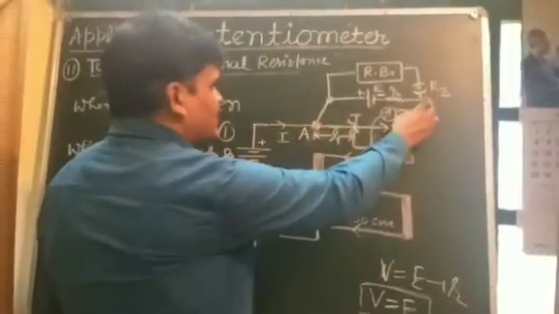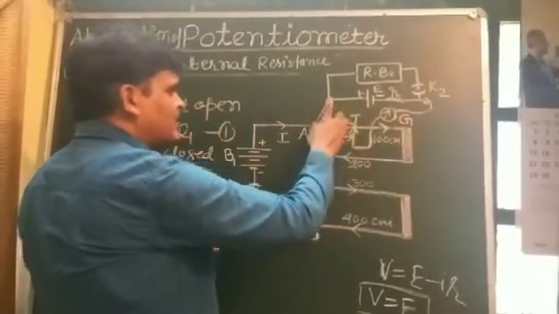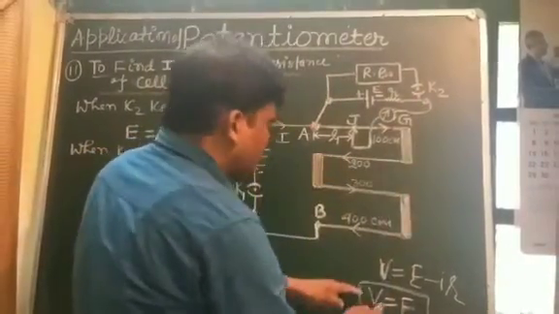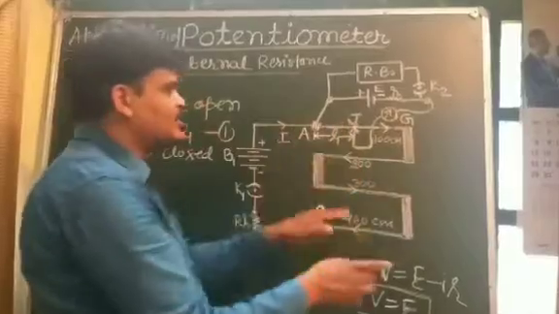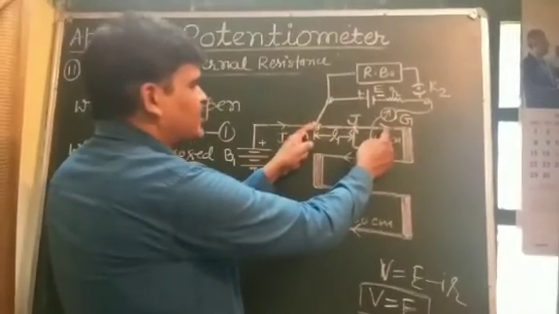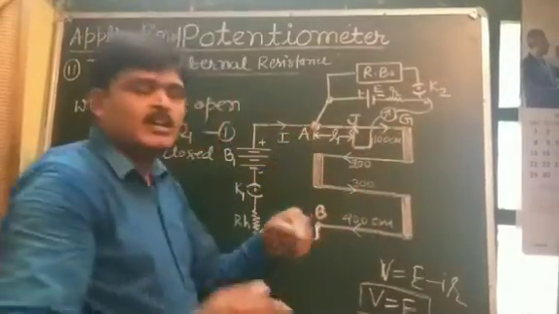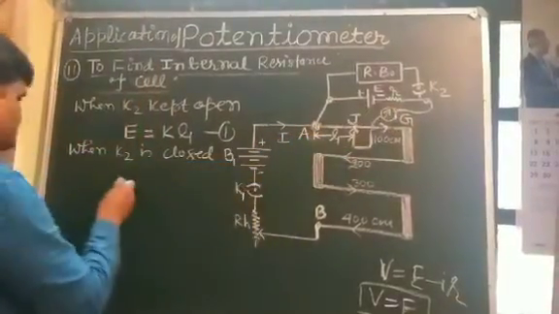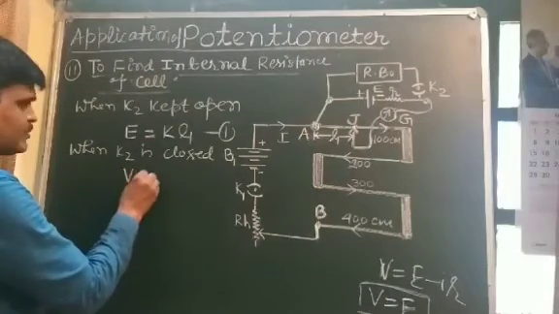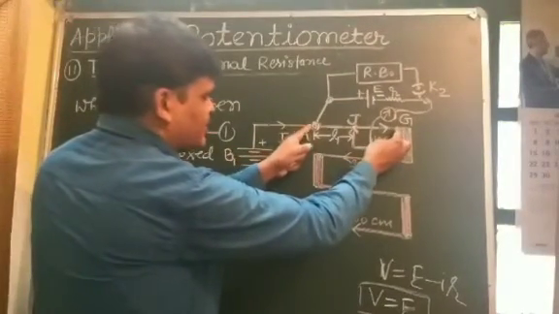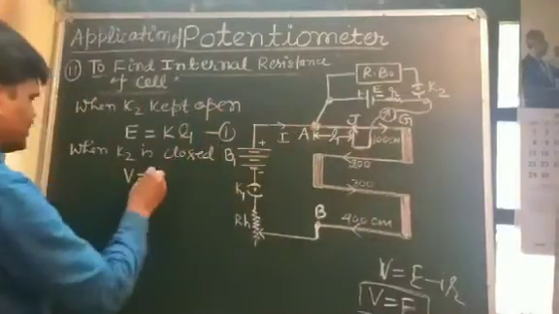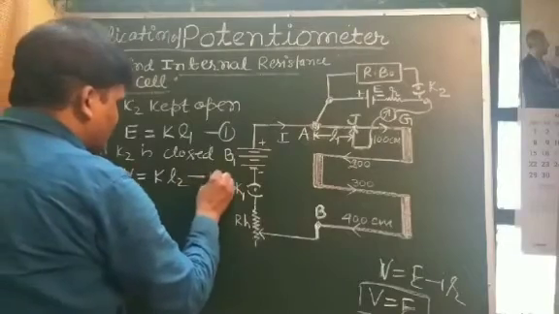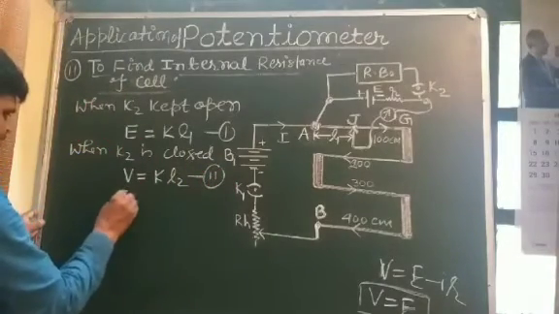It means the potential at that point and the potential at that point are the same. This potential is said to be the terminal potential difference, which is equal to the potential difference across length L2. So in this case, the terminal potential difference is equal to the potential difference across L2 length, which we have written as KL2.